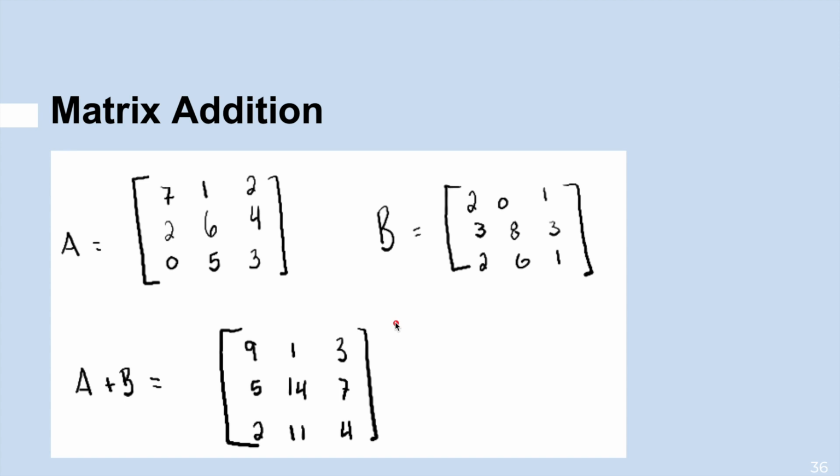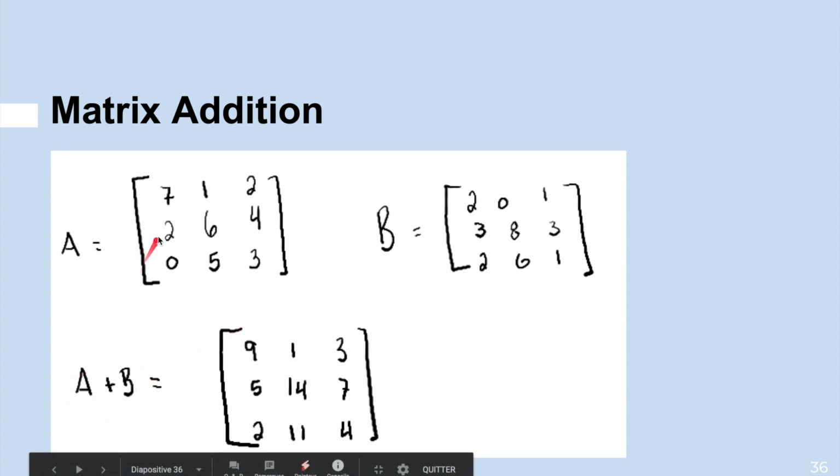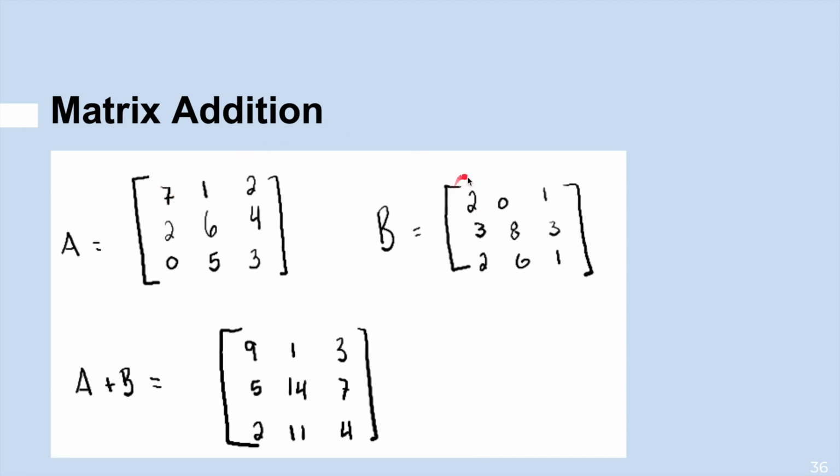Now we can also add matrices together. See this matrix A, it's a 3 by 3 matrix, and matrix B is a 3 by 3 matrix. If you want to add them together, they have to have the same dimensions. This cannot be a 2 by 2 and this a 3 by 3, that just would not work. So when I'm adding A to B, I take the first number and I just add it to this first number. So they have to correspond to each other.